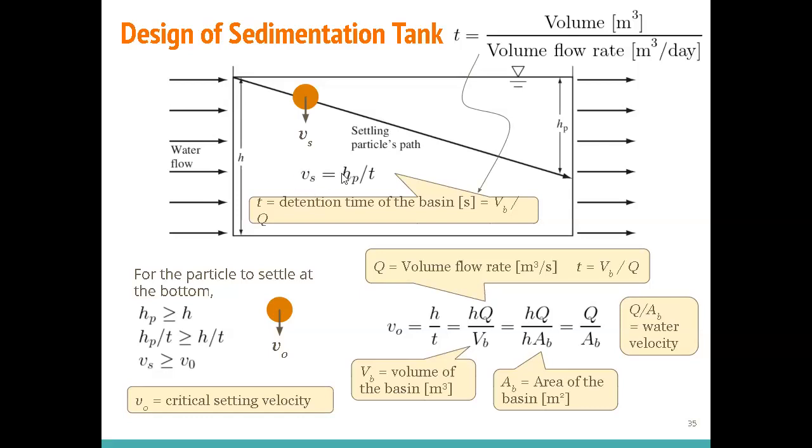So the velocity should be equal to this HP, the height, the vertical distance of the traveling path of this particle, divided by T, which is the vertical speed. T here is the detention time. So how much time your particles are going to stay inside this tank, right?